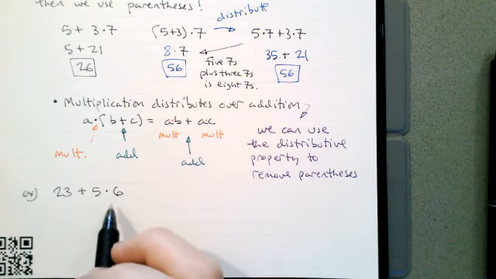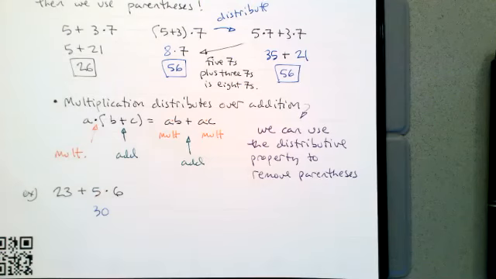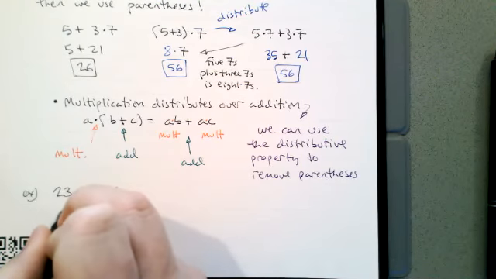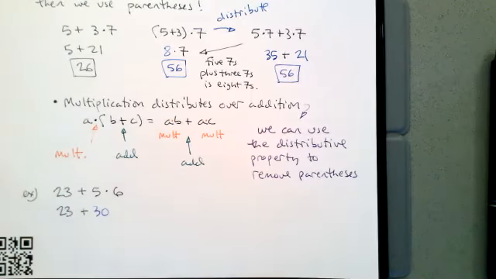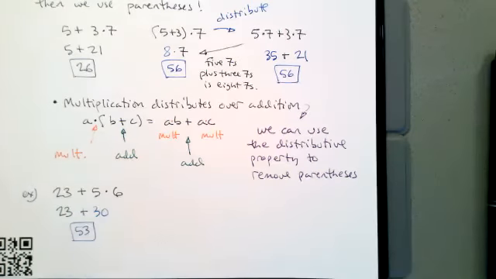Five times 6. First, we're going to do 5 times 6, and that's going to give us a 30. And then we've taken care of the multiplication. And then finally, we can do 23 plus 30, which is something. I had to pick something that came up with a 0 so I could actually do the addition. So 2 and 3 is 5.